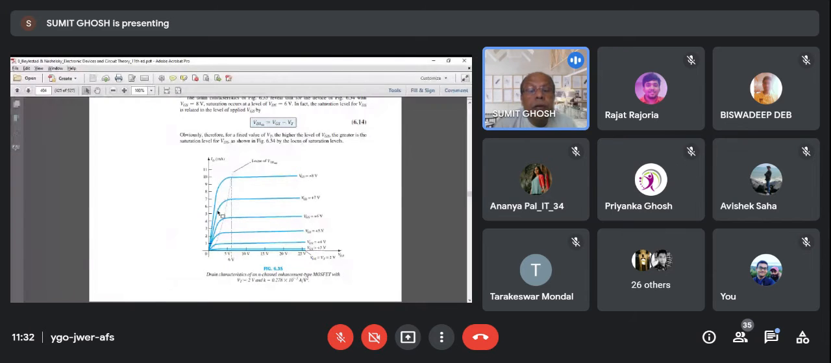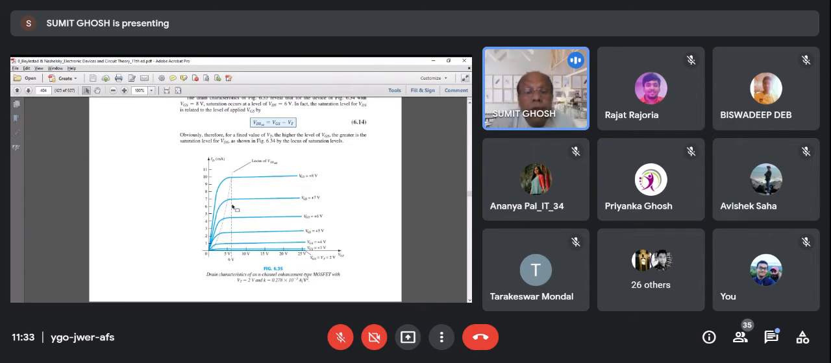Then it reaches a particular point. After that, pinch off occurs, and the channel is pinched off. There is no channel, and then the current saturates. If you give a still higher overdrive voltage, that means 6 volts overdrive voltage in this case, then the current still increases further. And that value of VDS, when saturation occurs, this is a saturation portion of the curve when the current saturates.